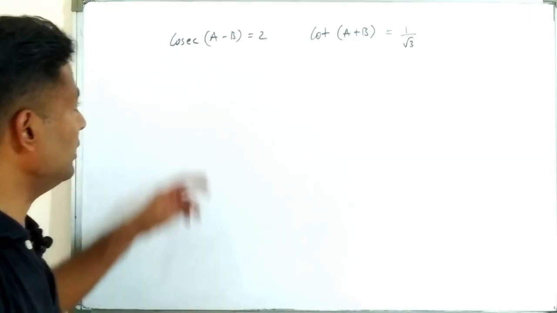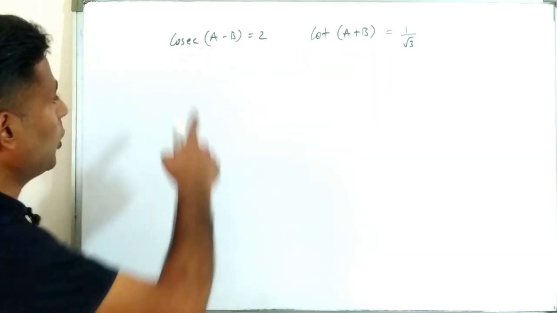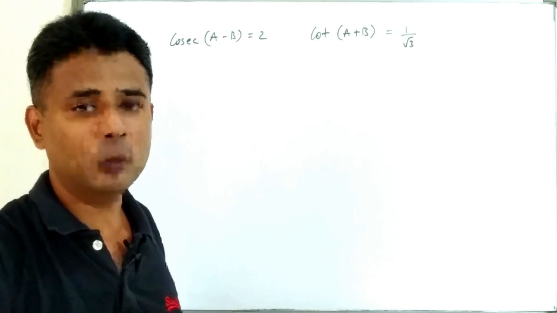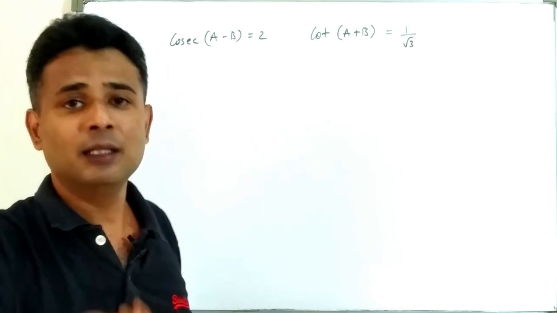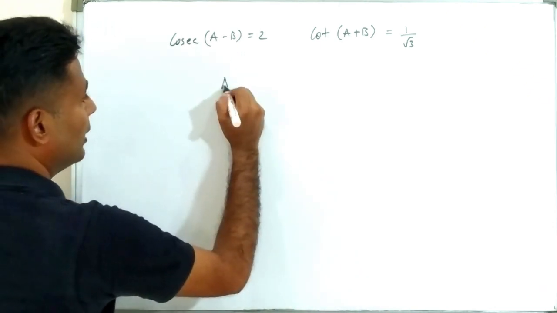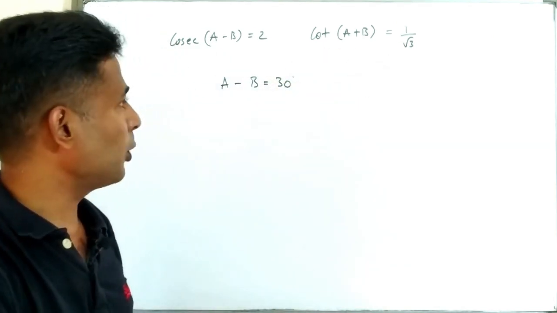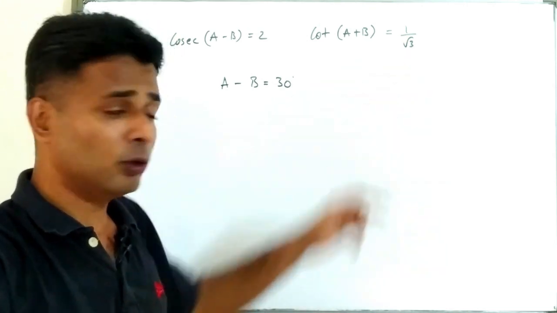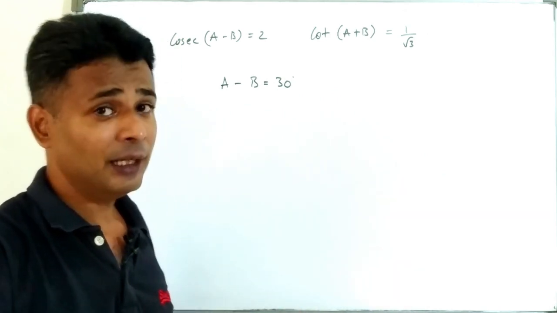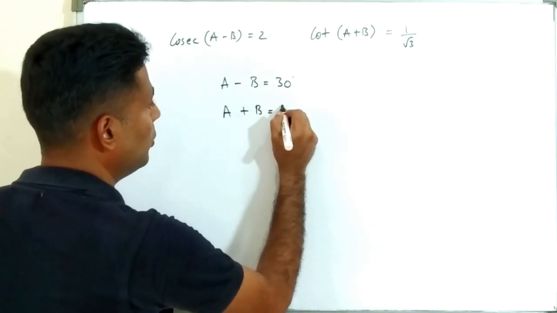Alright guys, now the next question, they have told us cosec a minus b is 2 and cot a plus b is 1 by root 3. Now cosec is reciprocal of sine and reciprocal of 2 is 1 by 2. Sine of how much is 1 by 2? Sine 30 is 1 by 2, which means cosec 30 will be 2 by 1, that is 2, which means a minus b is 30 degrees, right? Similarly, cot a plus b is 1 by root 3. Reciprocal of cot is tan. Reciprocal of 1 by root 3 is root 3 by 1, which is root 3. Tan of how much is root 3? Tan 60 is root 3, which means cot 60 will be 1 by root 3, which means we get a plus b equal to 60 degrees.